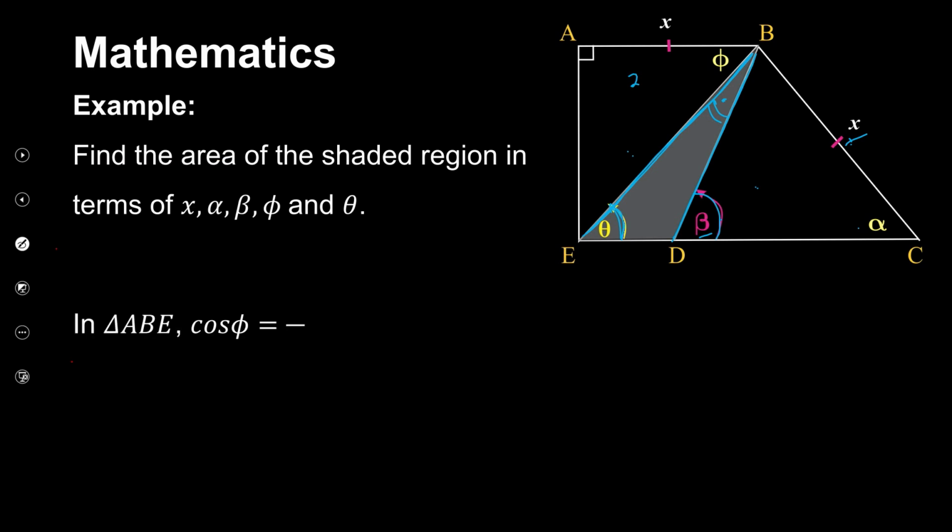Okay, so we're going to start off with triangle ABE, and because we have the adjacent and the hypotenuse, we're going to end up using cos, because cos of phi will be x over this length here, which is BE. So cos of phi will equal the adjacent side, and adjacent to phi is x, and the hypotenuse is BE. So remember we said we're going to find an expression for BE. Now if we rearrange this and multiply throughout by BE, we end up with BE equals x over cos of phi. So now we have an expression for that side.